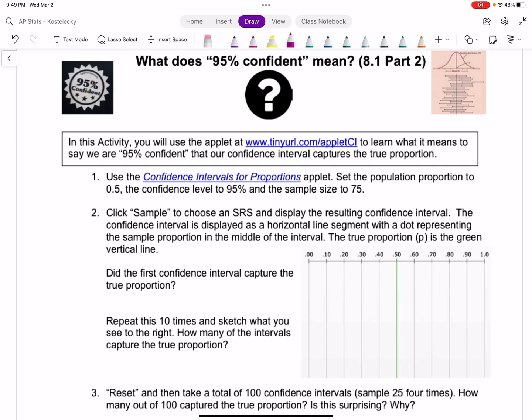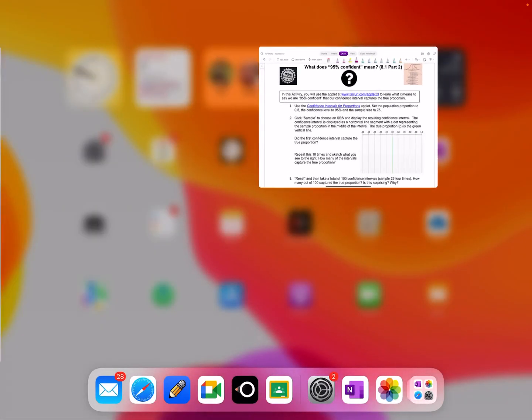Today we will discuss what does 95% confident mean? In other words, what is a confidence interval? To do that, I'm going to use this applet that's listed in this first sentence here, and I'm going to bring that up right now along with these settings here and follow along with this page.